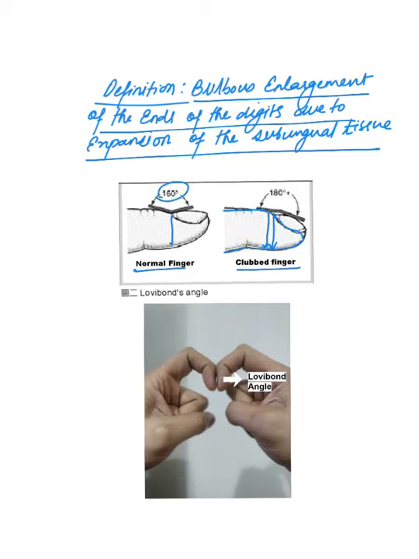Normally there is an angle of 160 degrees between the nail and the nail bed. This angle is called the Lovibond angle, and in clubbing it increases to 180 or more than 180 degrees because of the increase in curvature at the nail bed.